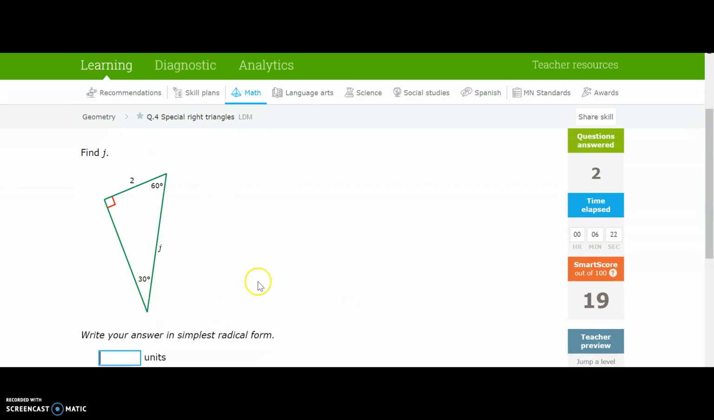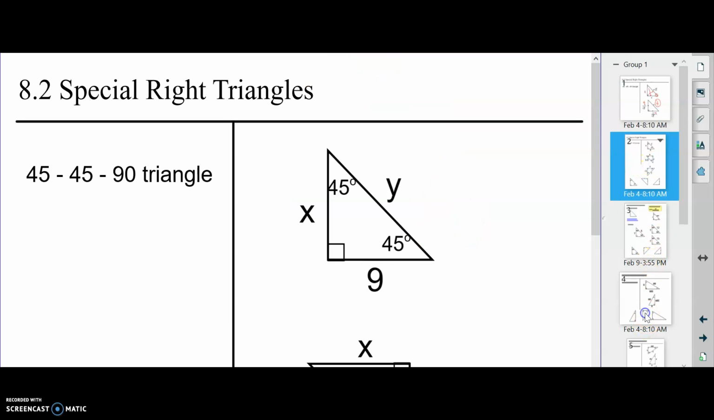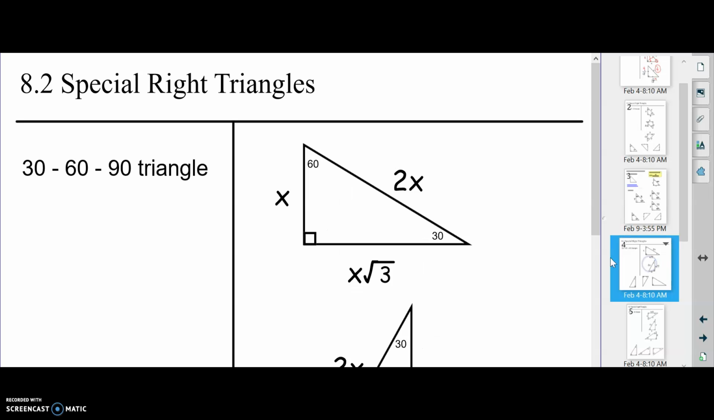Now we're getting to 30, 60, 90 triangles. So let's go back to our notes for 30, 60, 90. What I always do on my 30, 60, 90 is I always write small, medium, and large. So that's why it was important when we learned way back when about the smallest side being across from the smallest angle. So 30 is my smallest angle. So this side over here is my small. The small is always kind of your starting spot. We call it the X.